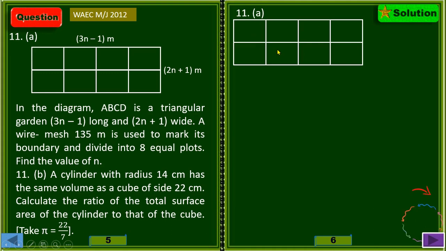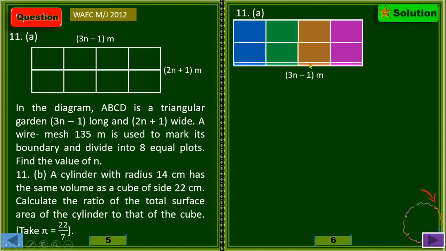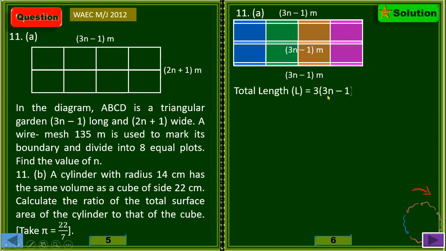Now that is the plots of land. So now let's color them, with opposite plots having the same color. We take note that the length of the whole plot is 3n minus 1. So this is 3n minus 1, then we have another length here also, 3n minus 1, and another length here, 3n minus 1. Then the total length of the wire that needs to cover these three lengths will give us 3 bracket 3n minus 1.